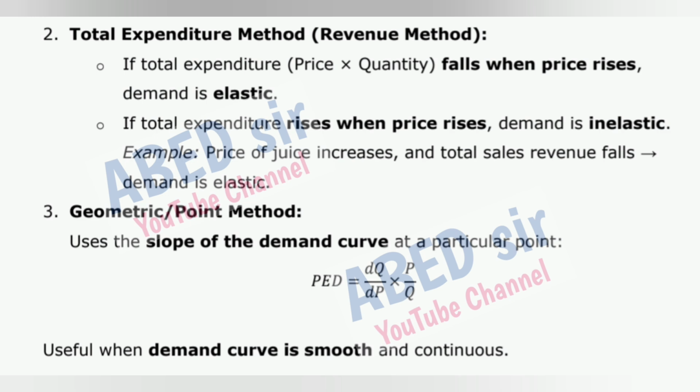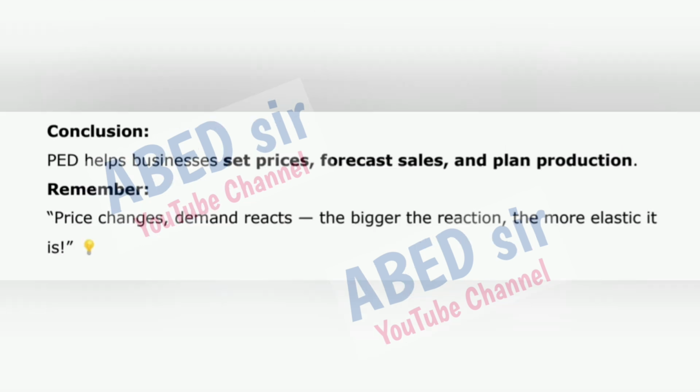Geometric point method. Uses the slope of the demand curve at a particular point. PED is equal to dQ over dP times P over Q. Useful when demand curve is smooth and continuous.